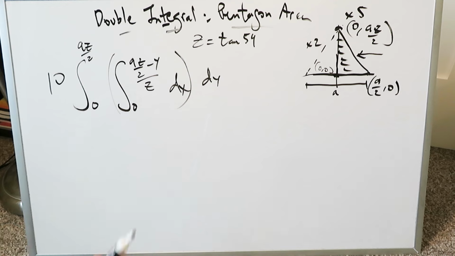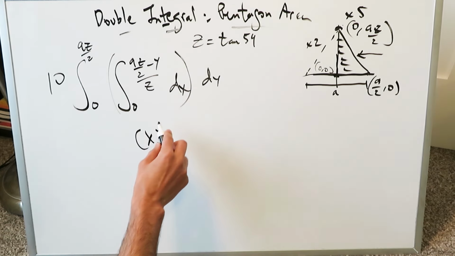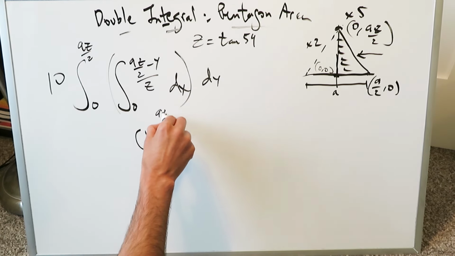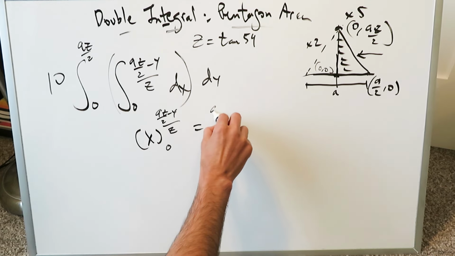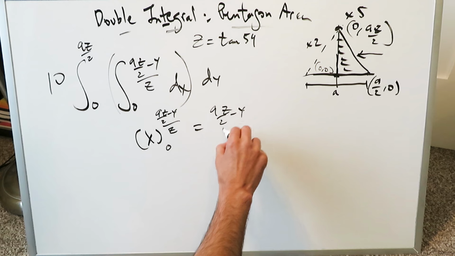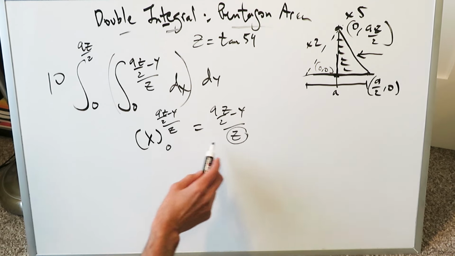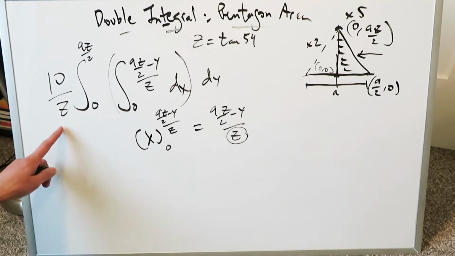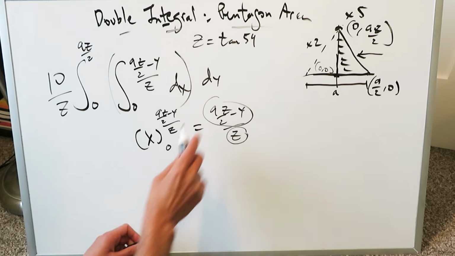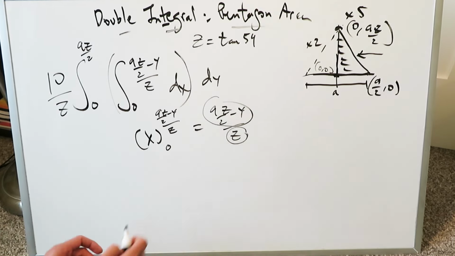Now we integrate this. The antiderivative here is an x. You have the upper limit right here, which is (az over 2 minus y) divided by z, lower limit 0. And the outcome, as you can imagine, is (az over 2 minus y) divided by z. This over z can come right out here as a denominator coefficient, because you can literally push it out. It's not a variable. Your variable part is here, which will integrate with respect to y.